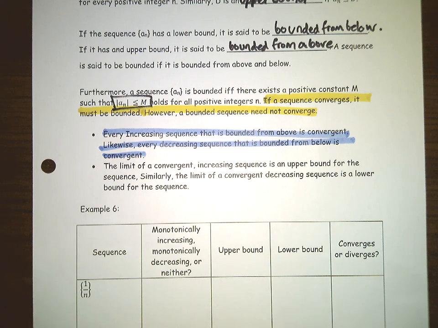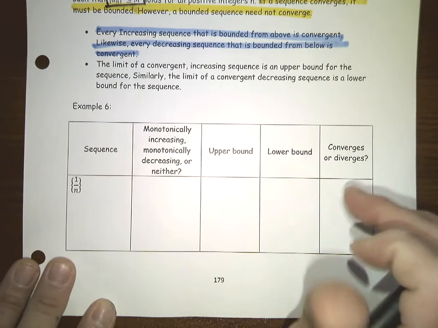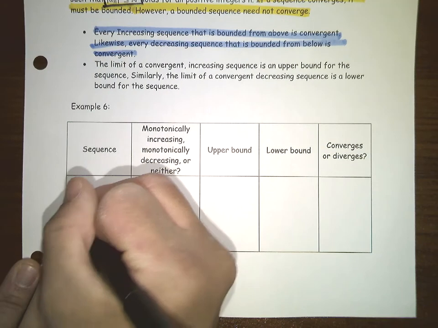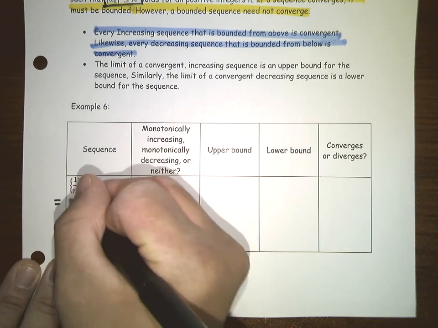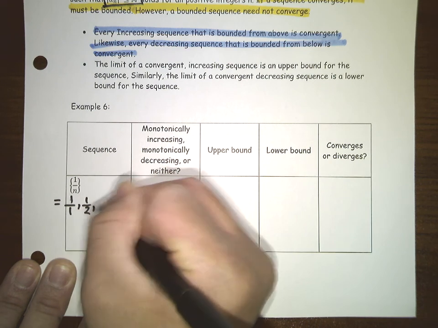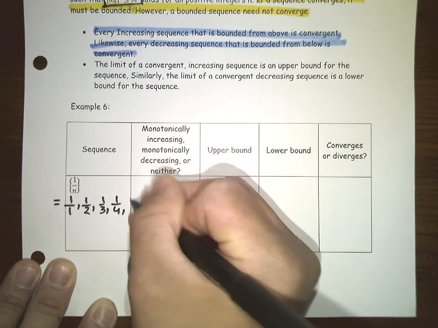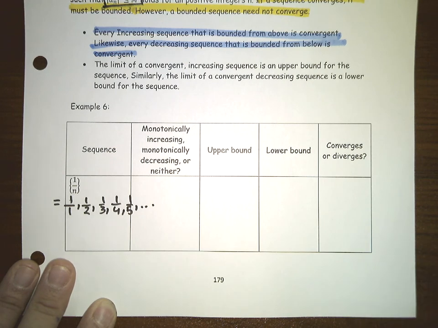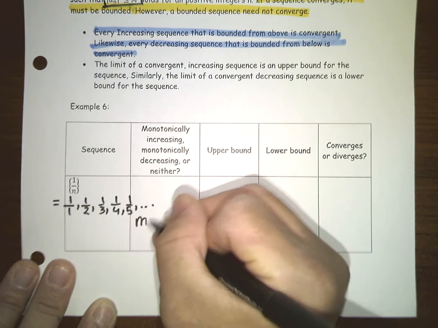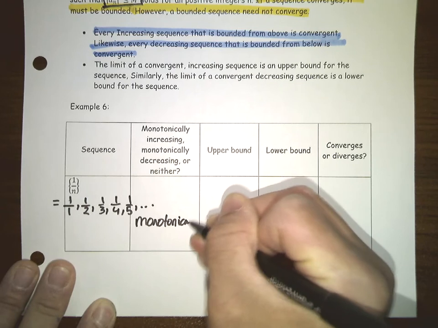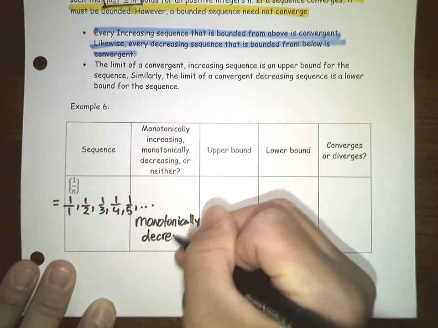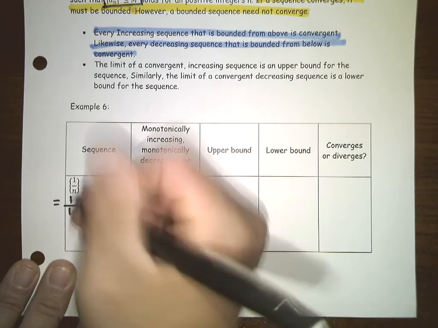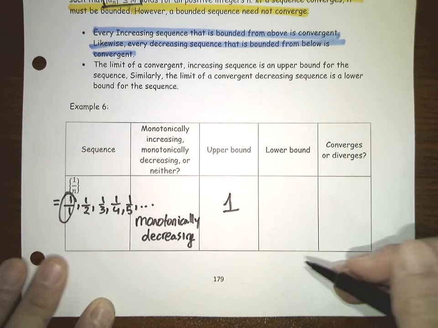So let's look at the first one here. It's 1 over n. If I write out the terms, I have 1 over 1, 1 over 2, 1 over 3, 1 over 4, 1 over 5, and so on. So I see that these are actually just decreasing. All right, so these are monotonically decreasing. And I see that my upper bound is 1, and then the values go down from there.